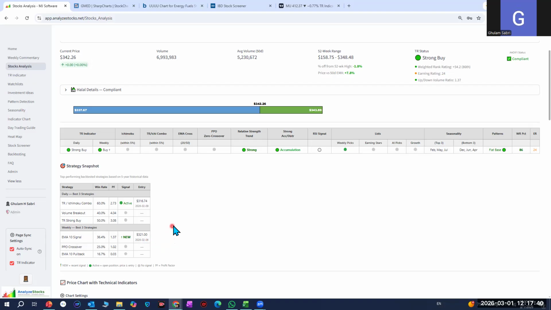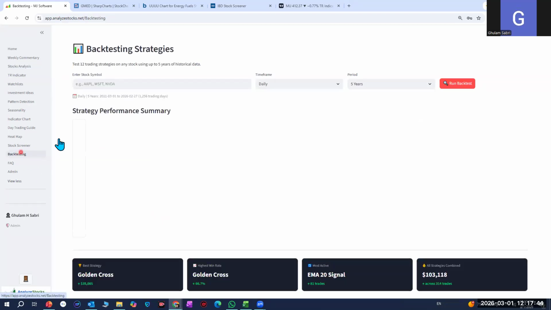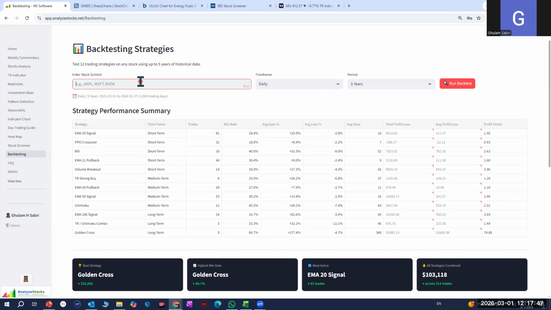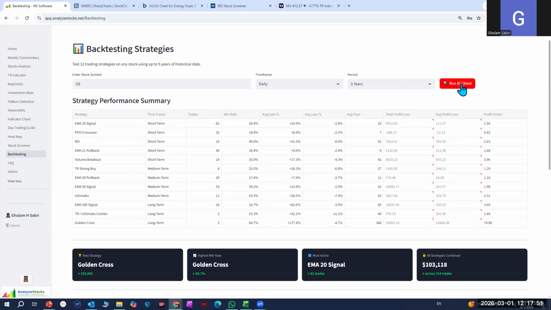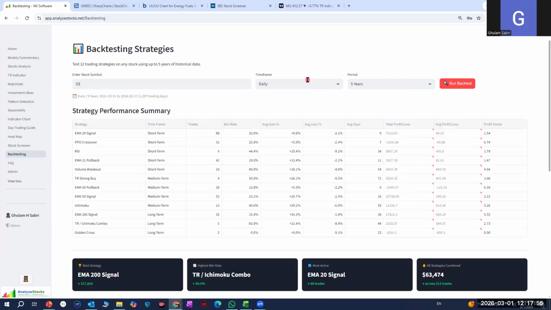So let's go right away to the backtesting page and analyze this GE. This was GE, correct? And run this backtest for the last 5 years on the weekly time frame. It performs backtesting on all these 12 strategies, which I explained.